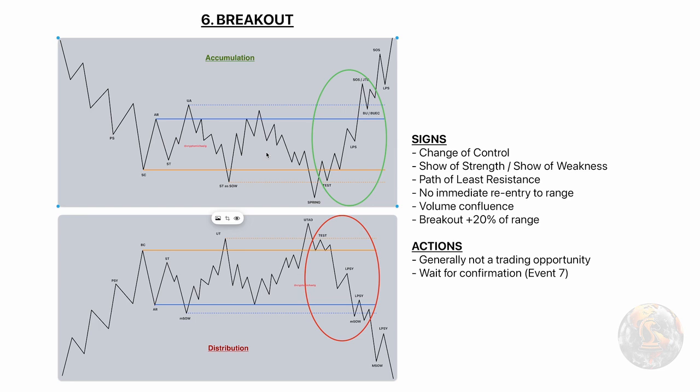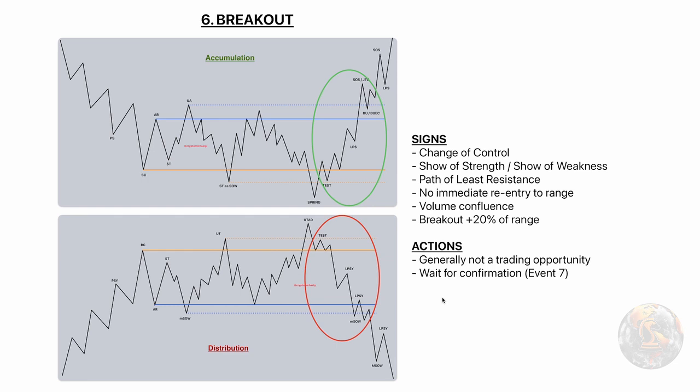Now, if that means it's a valid sweep or a trap and it goes back into range, then surely the opposite will be an indication of a valid breakout. So if price pushes a 30% deviation above the range high or below the range low, that's another sign of a valid breakout. What are the actions you take here? Well, in reality, this is generally not a trading opportunity. The breakout itself is not something you want to buy on an accumulation or sell on a distribution, because we wait for event number 7, the confirmation, to actually place our trade.